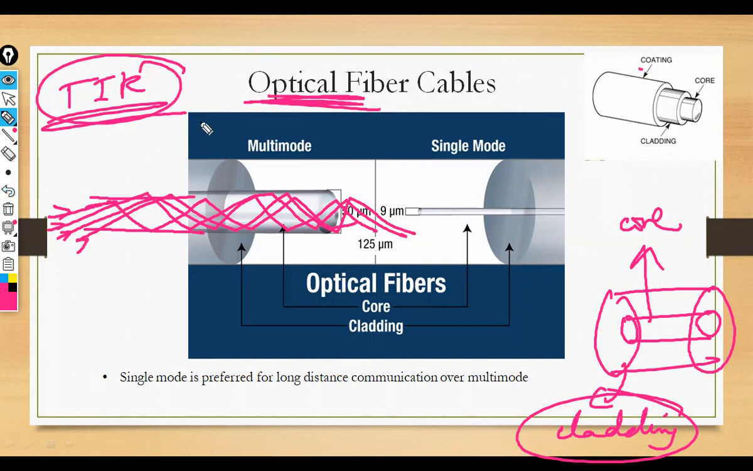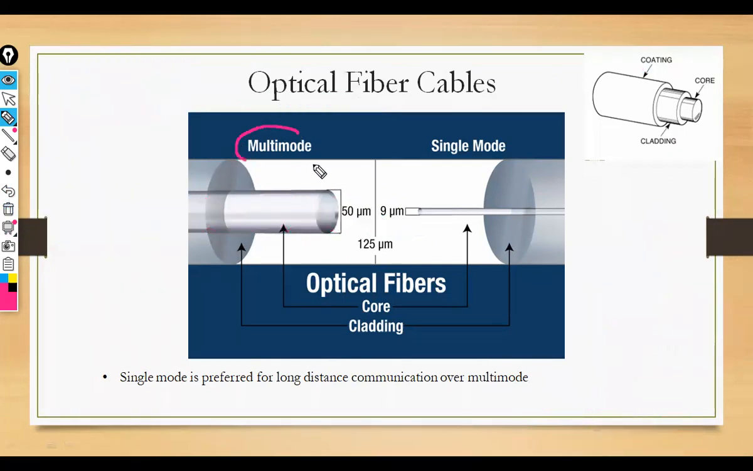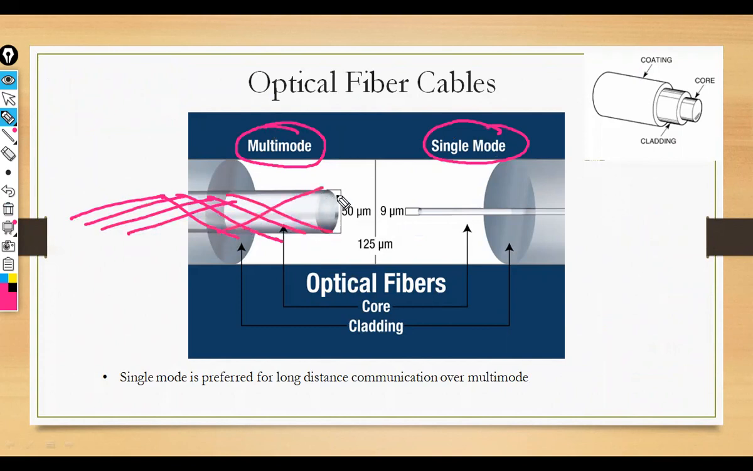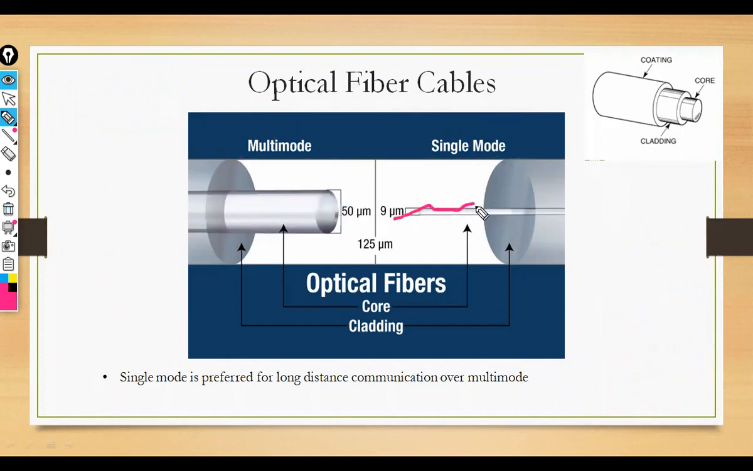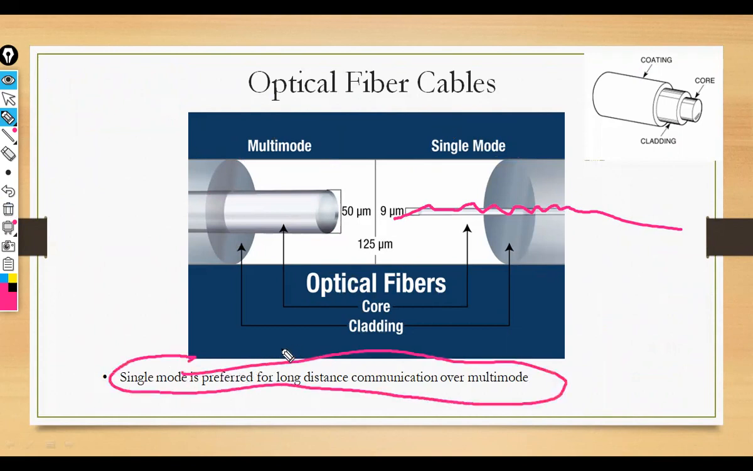Now you got 2 types of optical fiber cable. The first is called multi-mode and the other is called single mode. In multi-mode, you will pass multiple light rays like this. In single mode, you will be passing only a single light ray. The single light ray will get reflected like this and will reach the other end. Single mode is preferred over multi-mode for long distance communication.